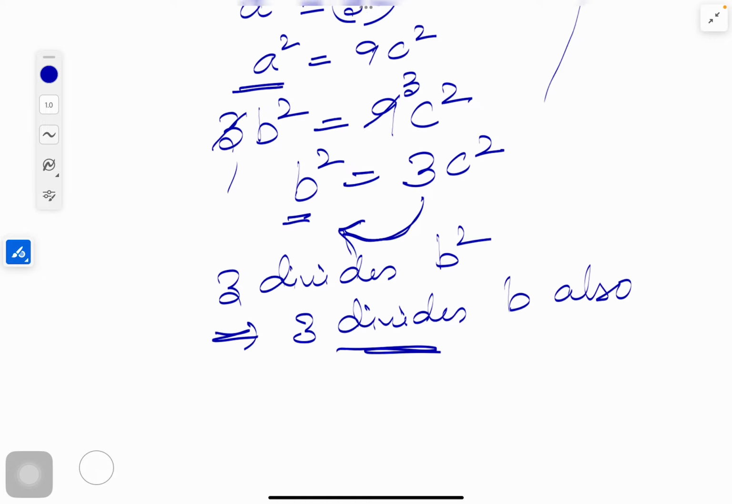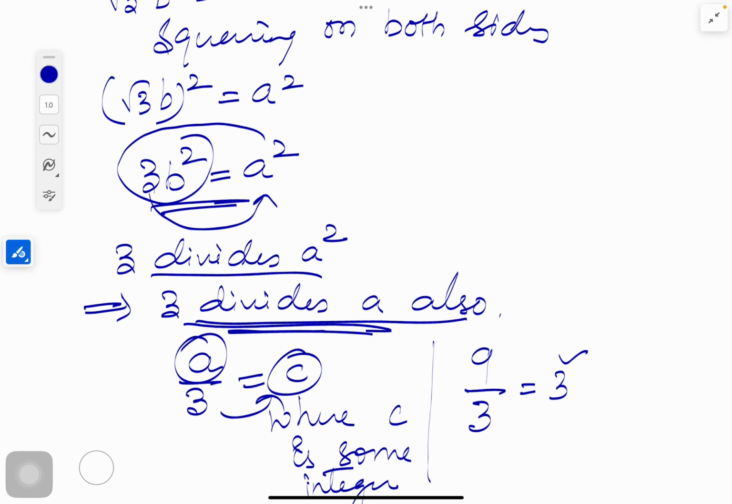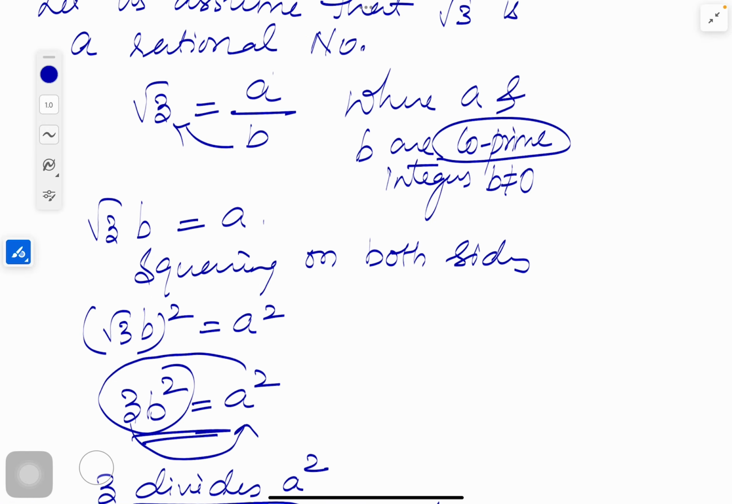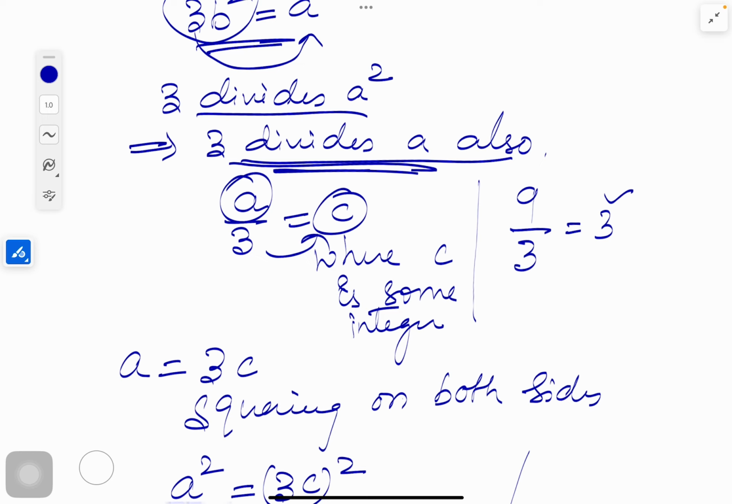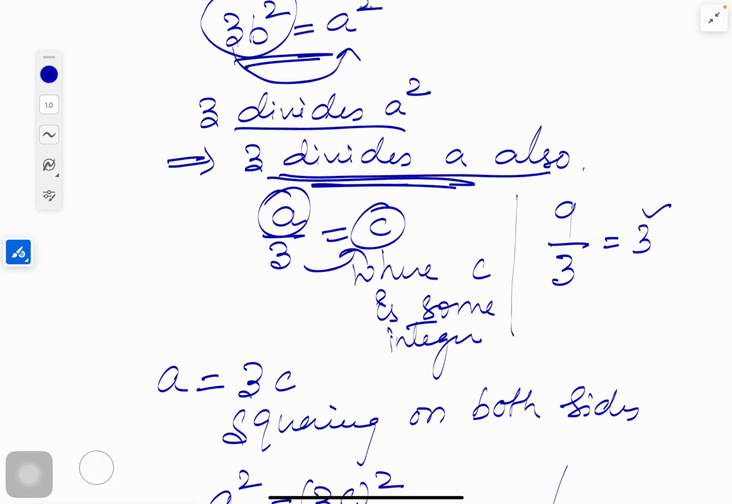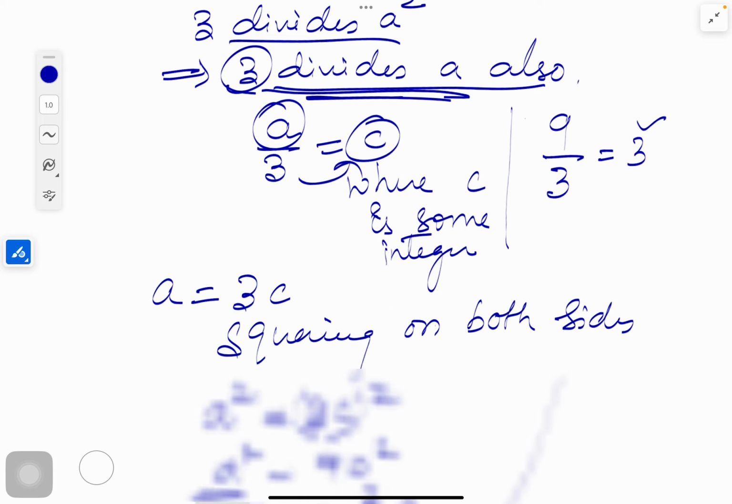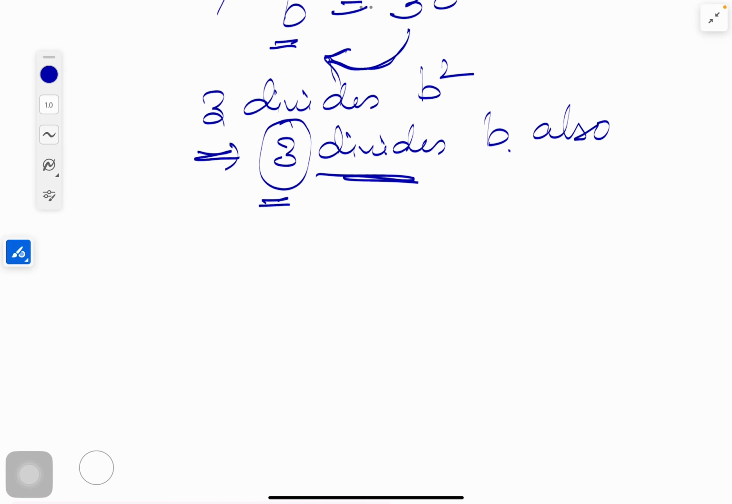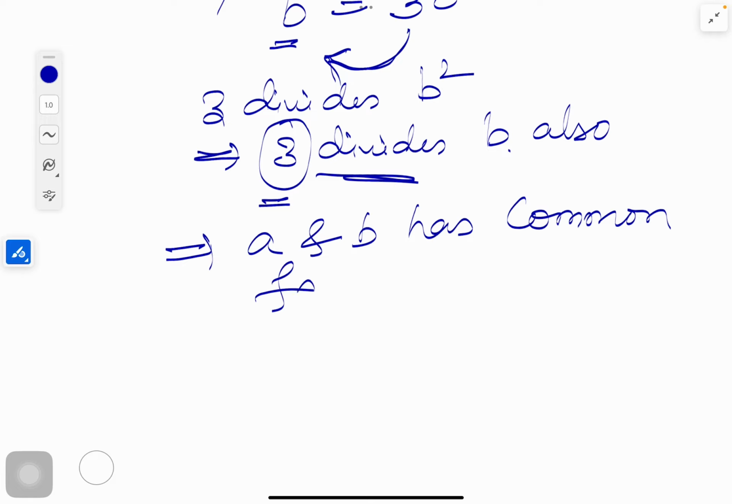But what did we assume? We have assumed that a and b are co-primes. Co-primes means what? उसका common HCF, highest common factor 1. But we are getting a common factor as 3 here, because 3 divides b, and here in the previous step 3 divides a. That means, that implies a and b has common factor 3. But this is a contradiction to our statement.